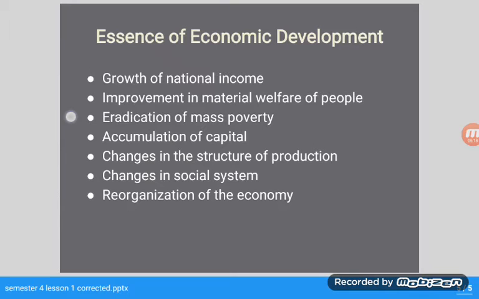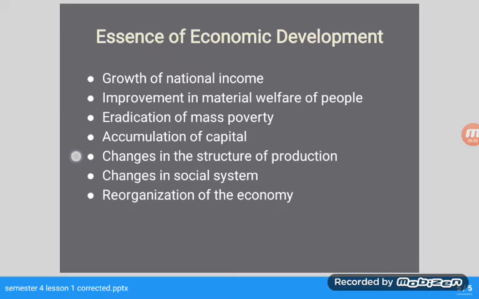Eradication of mass poverty. Now this point means that at least everybody gets the basic or the least necessities of life. Then whenever there is economic development occurring, there is always accumulation of capital. Stock of capital is increased. More roads are added to the infrastructure, more buildings are being built, and more machinery is used in the economy. Next one is changes in the structure of production.